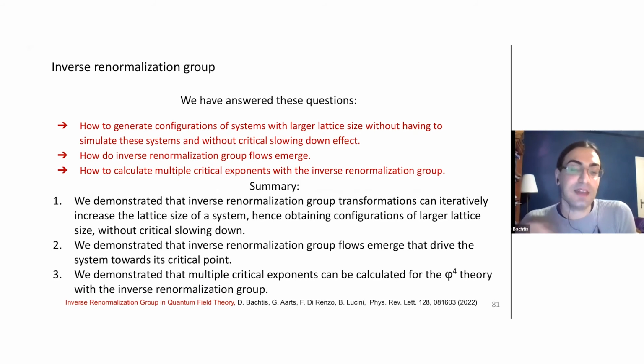We demonstrated that inverse renormalization group transformations can iteratively increase the lattice size of a system. As a result, we are able to obtain configurations of larger lattice size without critical slowing down. We also demonstrated that the inverse renormalization group flows that emerge in the system's parameter space drive the system closer to its critical point. And we also demonstrated that multiple critical exponents can be calculated for the phi to the 4 theory based on arguments established in the inverse renormalization group method.